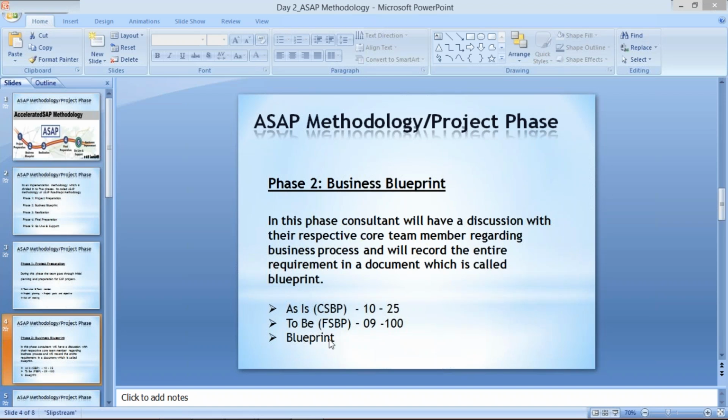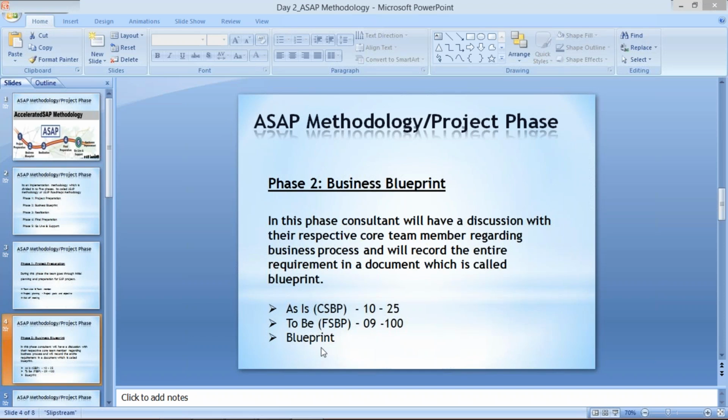And there will be regular discussion, guys, at the time of blueprint preparation. Even the CTM, core team member, is going to spend 50% of the time along with the consultants, because we will always have certain confusion and lots of discussions are going to take place. I'm talking about an implementation project, guys. Don't be confused. During support, these things are not required. During implementation only, these discussions are required.